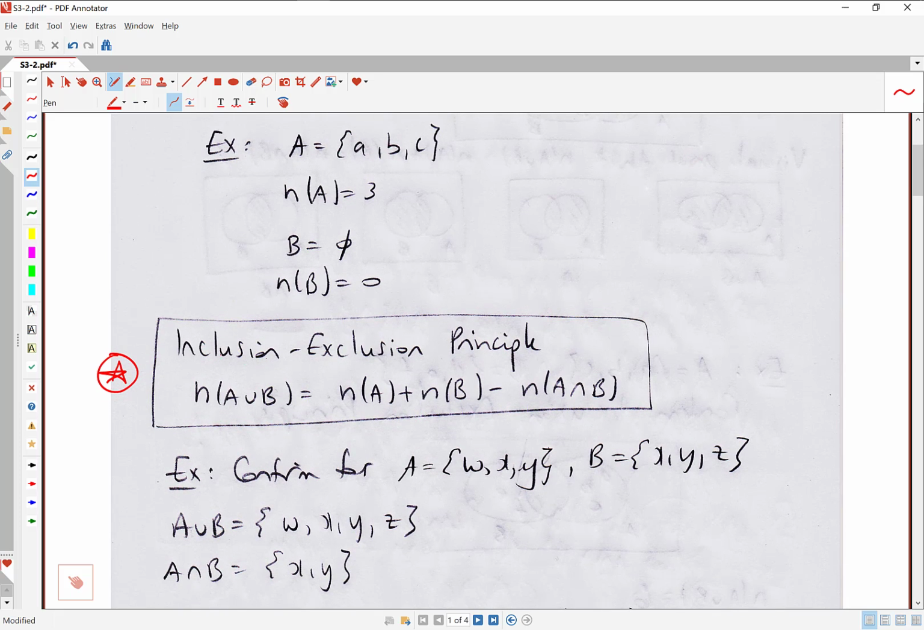The name of the rule is called the inclusion-exclusion principle. And the rule says the number of elements in A union B is equal to the number of elements in A plus the number of elements in B minus the number of elements in A intersect B. So let's try an example and just confirm that this rule seems to work.